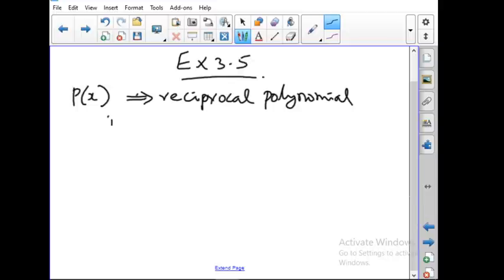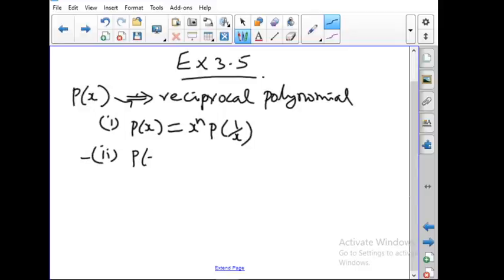That is, the first one is p of x is equal to x power n into p of 1 by x, or the second one, p of x is equal to minus x power n into p of 1 by x. If any one of the conditions is true, then we say that it is a reciprocal polynomial equation.